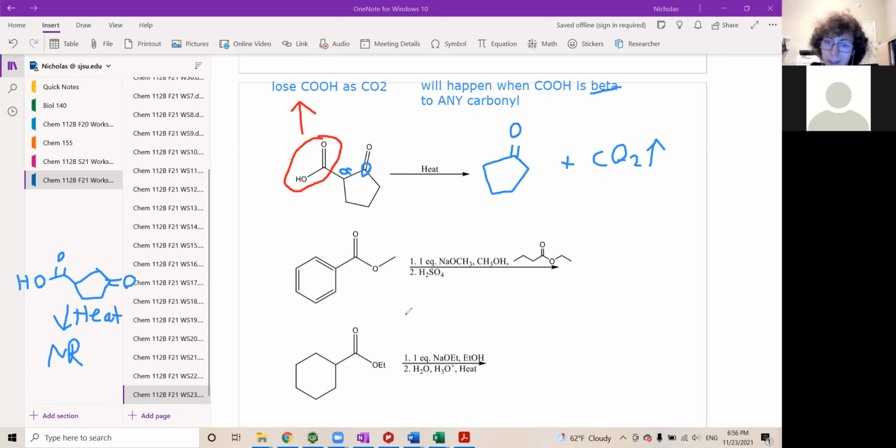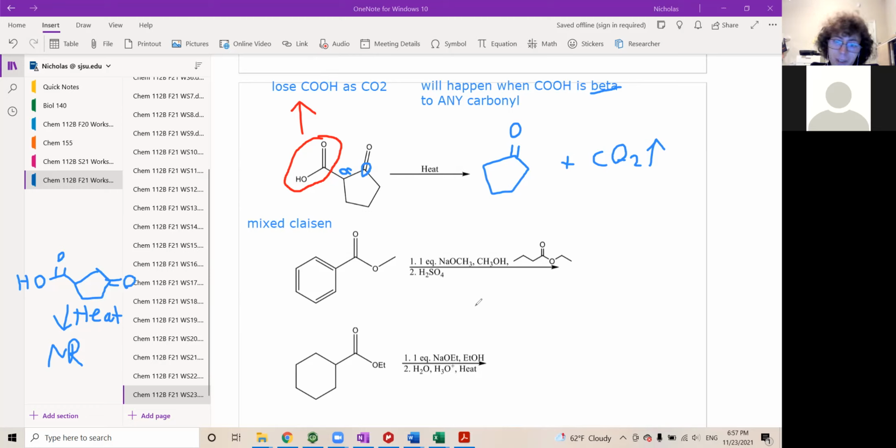Next one is another Claisen reaction. And I know I kind of just jumped. If you have a question about the decarboxylation, feel free to ask, but otherwise we'll keep going. So this one's a mixed Claisen reaction because we have two different esters reacting with each other with Claisen conditions.